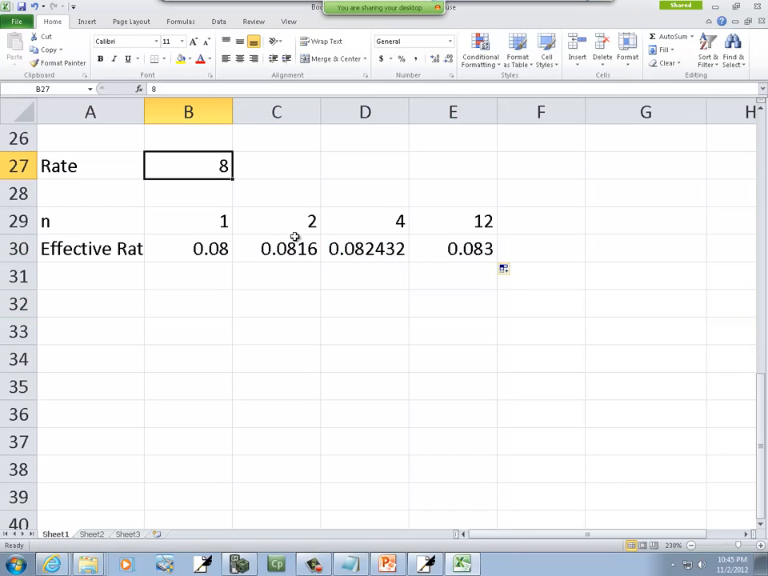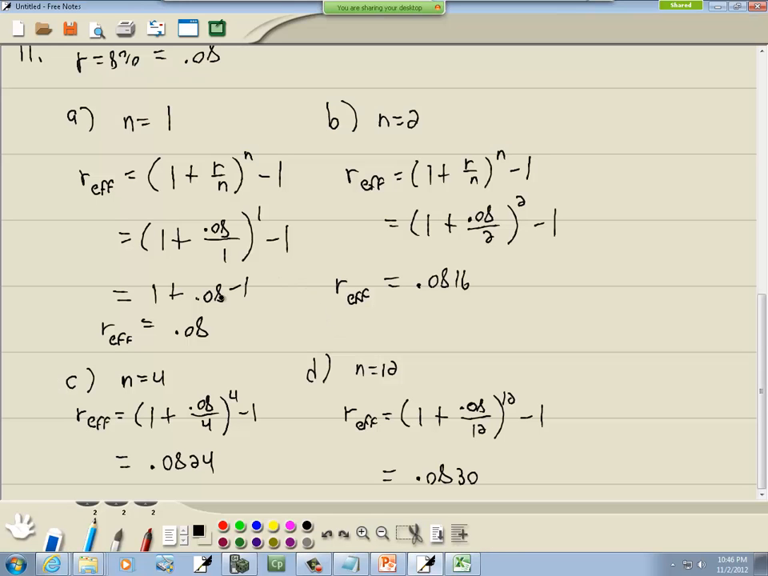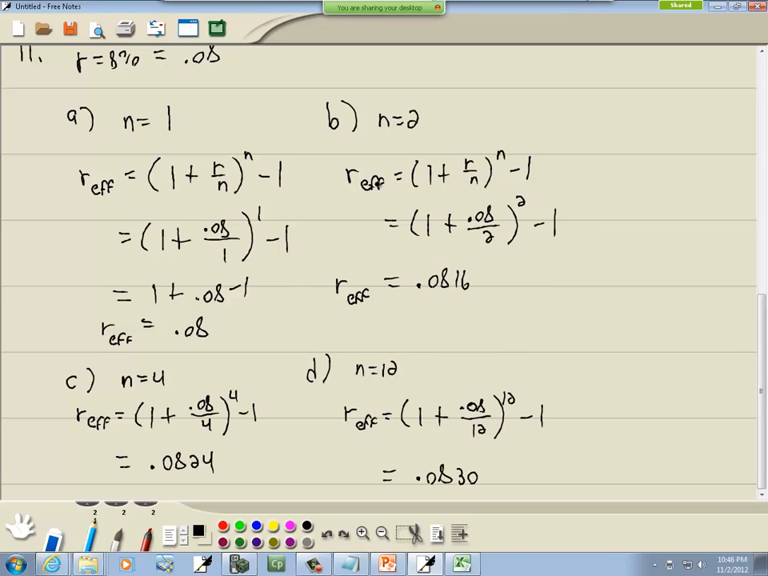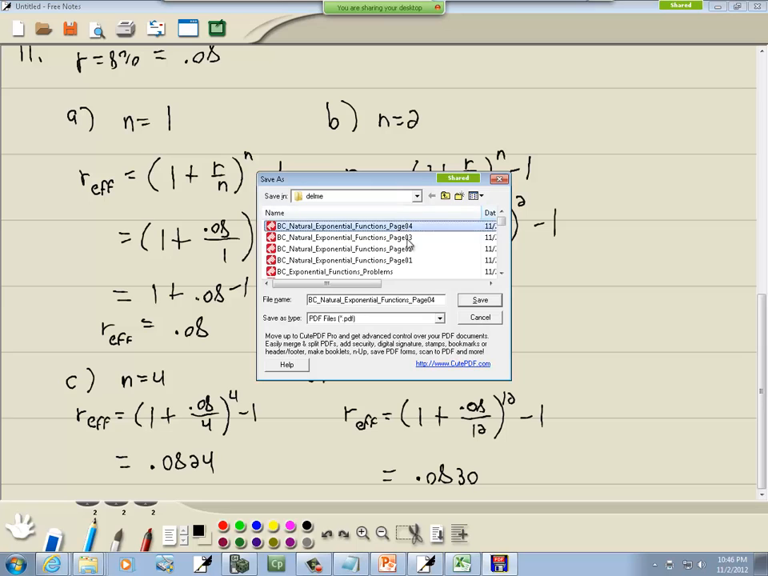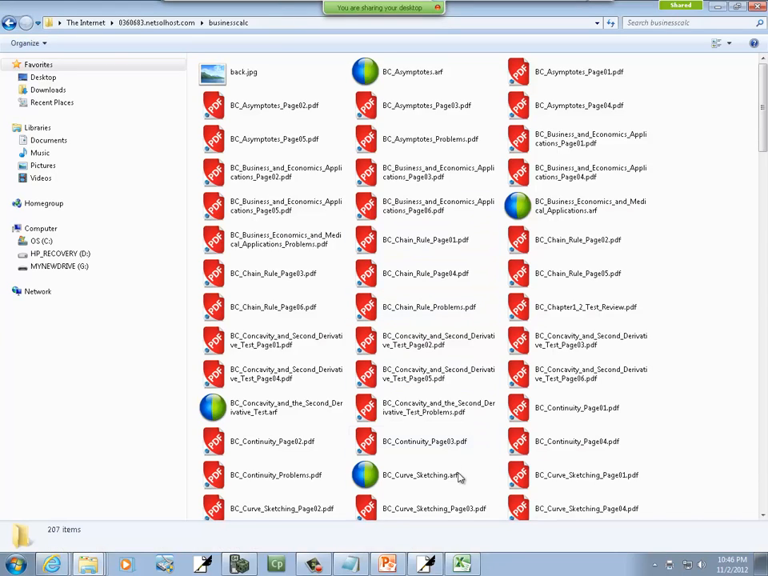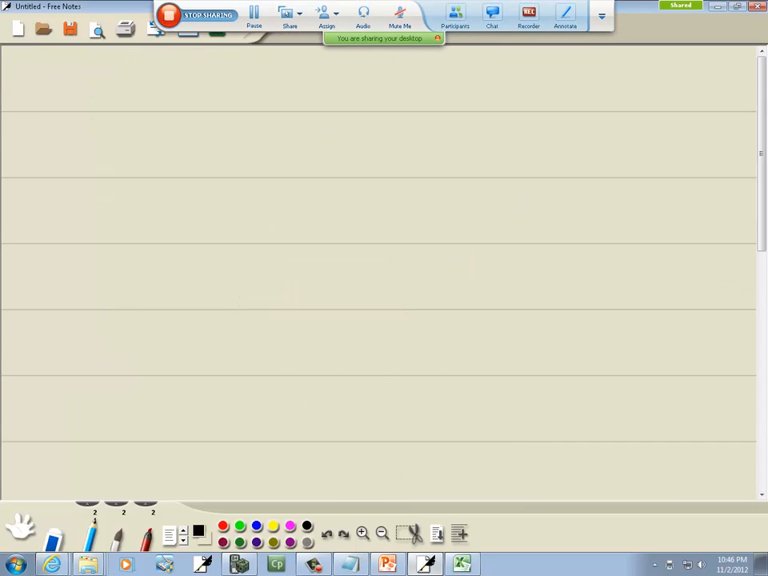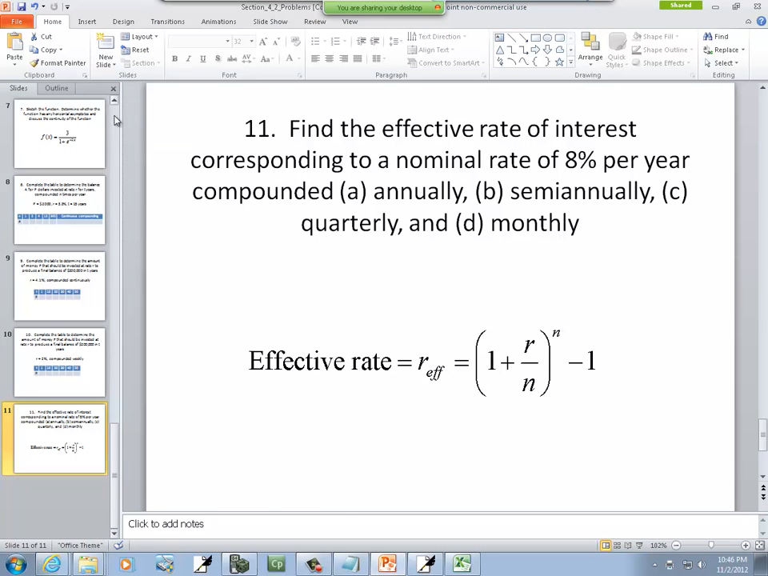And the beauty of this now is if I come up here and change it to something else, like 2%, it automatically updates them. So I don't have to sit there and figure it out. Let me save that. And I think that was last, yeah it was. So let me go ahead and stop the recorder here.